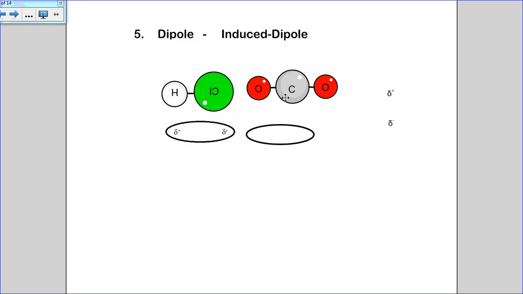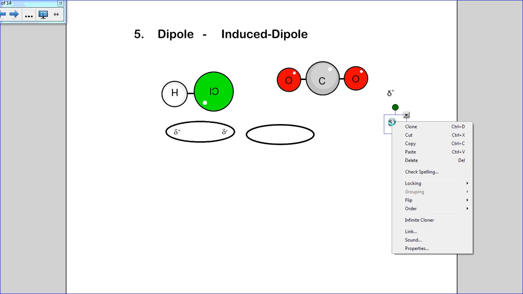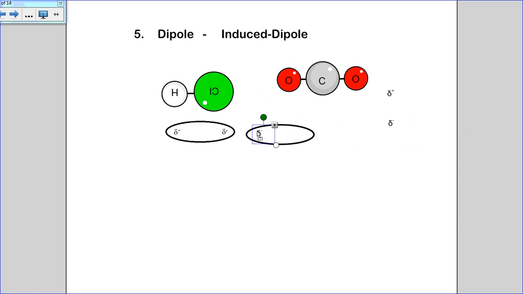Now, if we have carbon dioxide, which is a linear structure, and carbon has a lower electronegativity than oxygen, then we see here that the oxygen side is negative, and the carbon, which is in the center, will be slightly positive. So this orientation of the electrons will be in such a way that the outer edges of the molecule will be negative and the center will be positive.